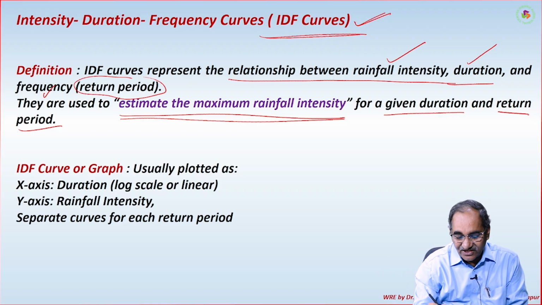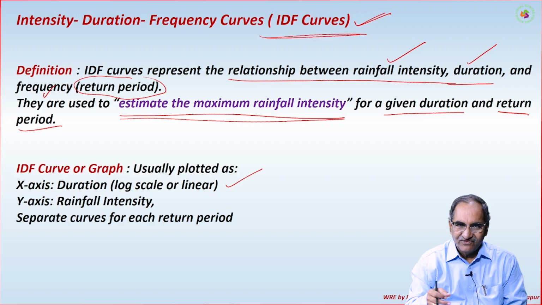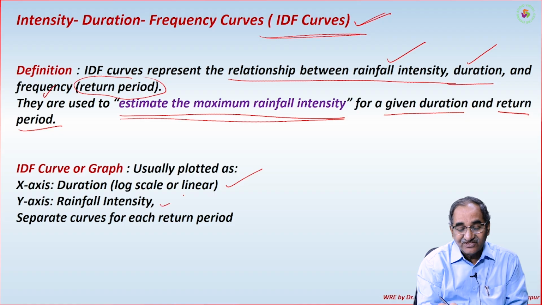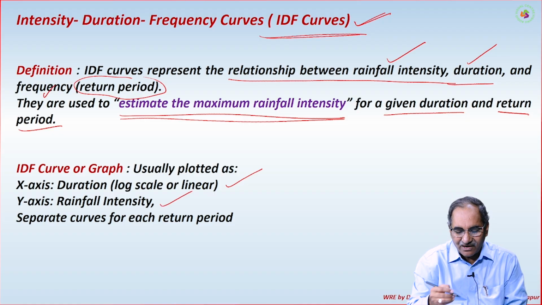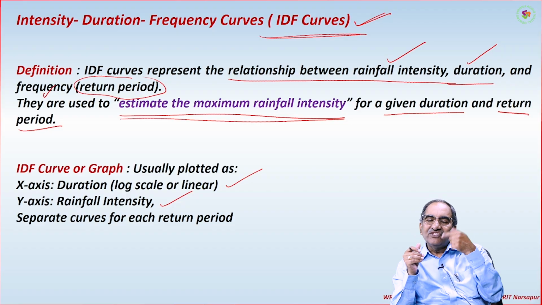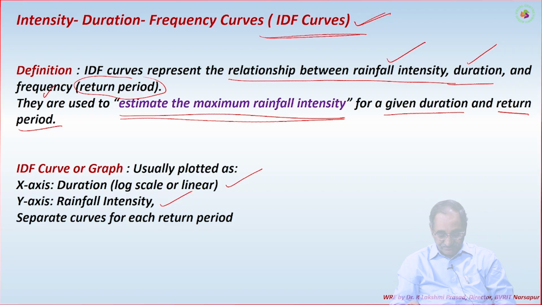So the x-axis is duration. It can be log scale or linear. If you take log scale, it will be a straight line, or if you take a general linear graph, then it will be a curve actually. Then the y-axis is rainfall intensity per hour. Then there are separate curves for each return period. For each return period, naturally we will get one curve.